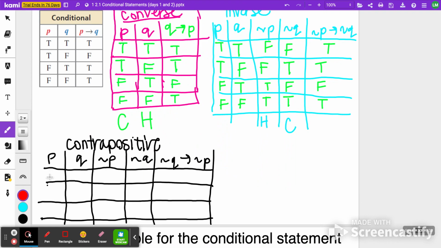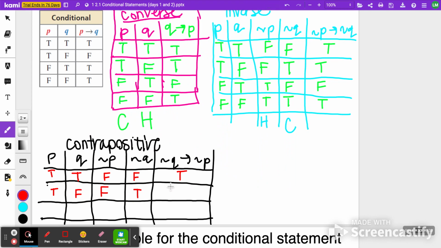Here we go. If P is true and Q is true, not P and not Q are false, that means not Q to not P is true. If P is true but Q is false, that means not P is false, not Q is true.